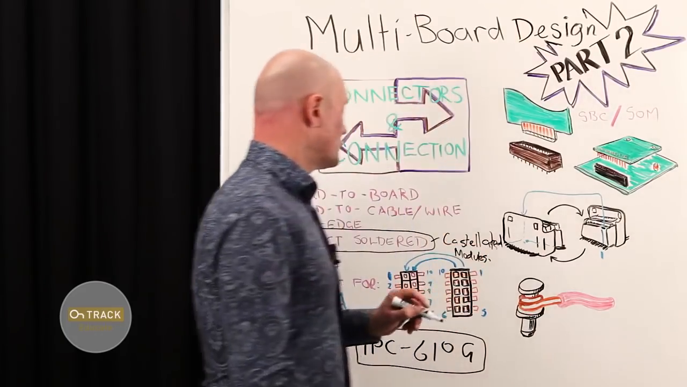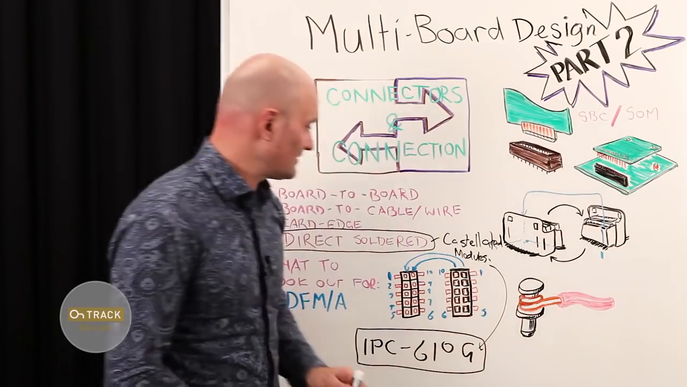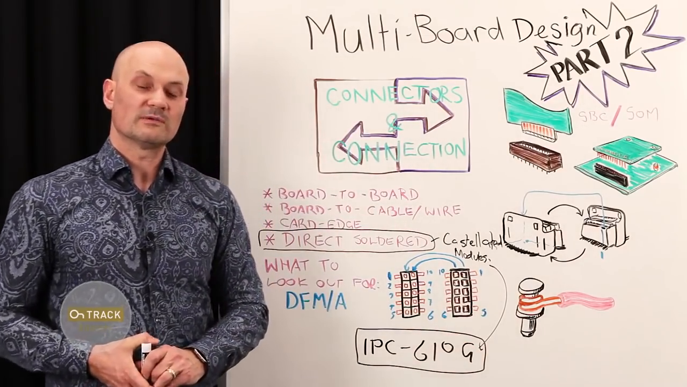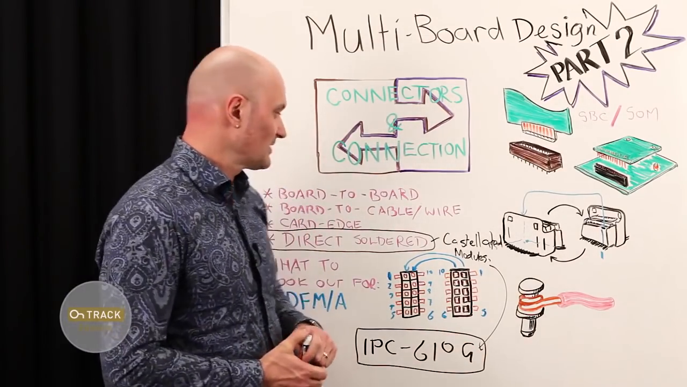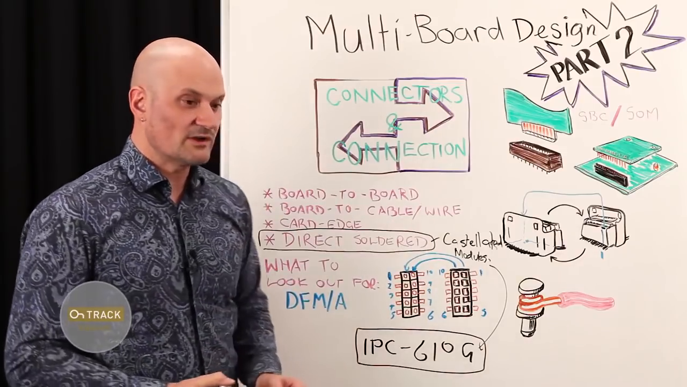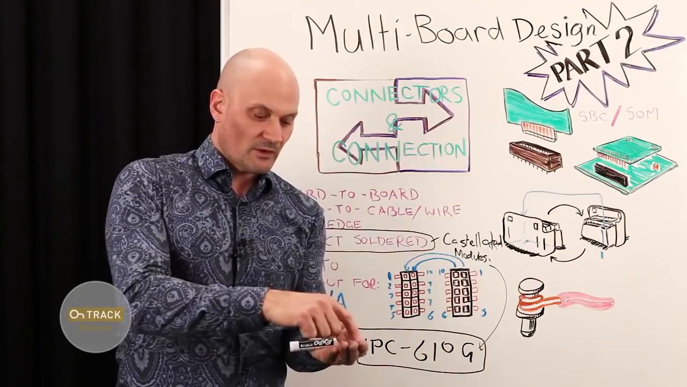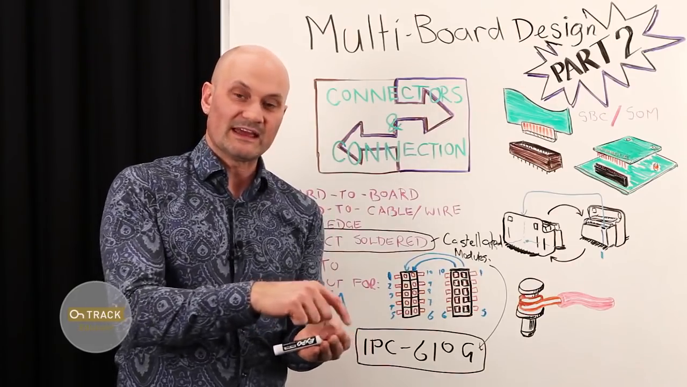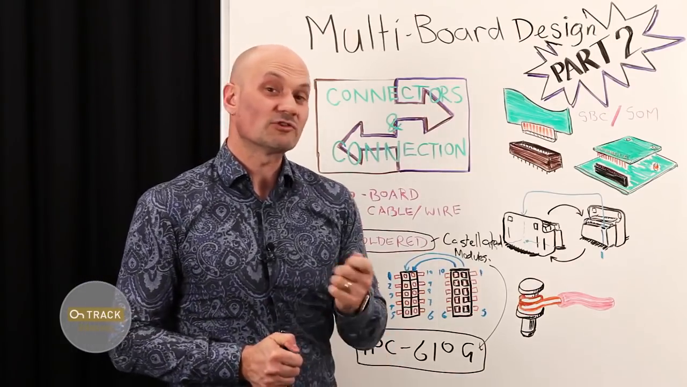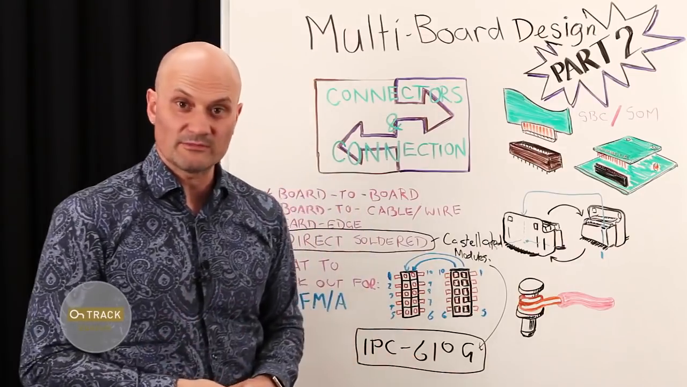Now, castellated modules are also referred to in IPC 610G for reliability and quality of solder joints. And castellated modules is when you have one PCB soldered directly on top of another with solder joints around the outside edges. And we're seeing this increasingly, especially with IoT related projects.